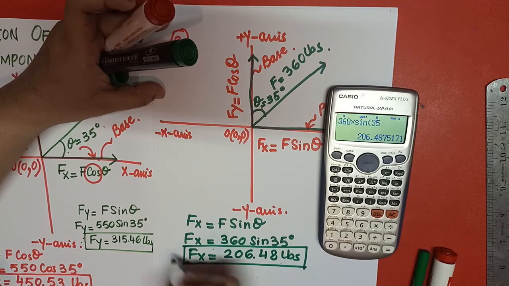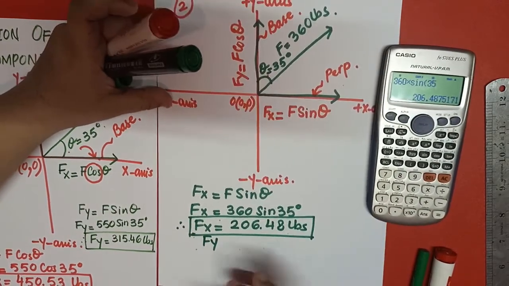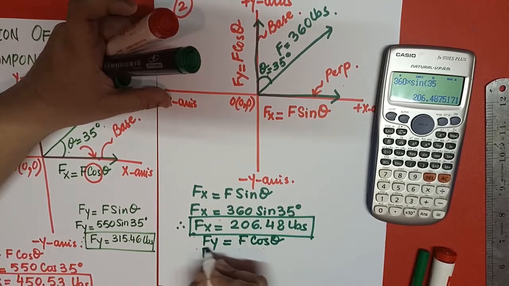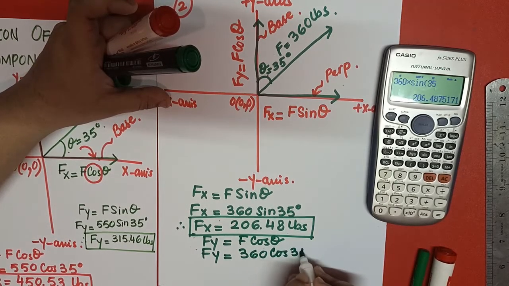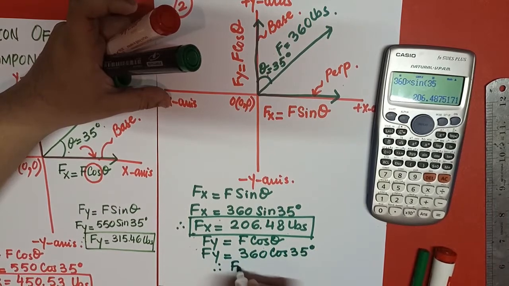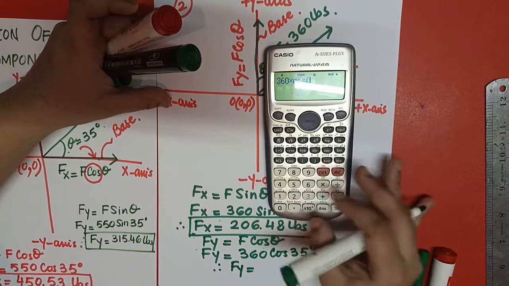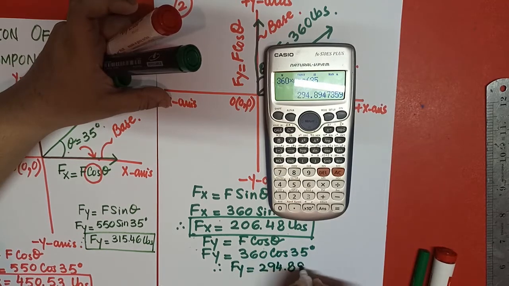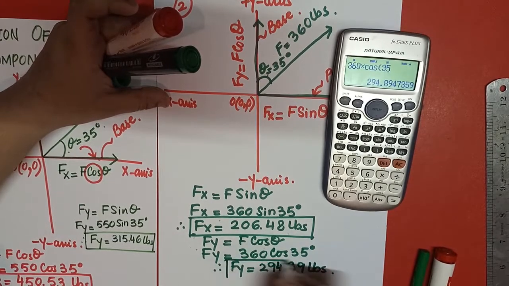This will be the Fx. Okay, done. The next is what I have to find out: Fy equals F cos theta. So what does it mean by that? Fy equals 360 into cos of angle 35 degrees. So I will get the value of Fy as 294.89, and the F force is in pounds, so the component should also be in pounds.